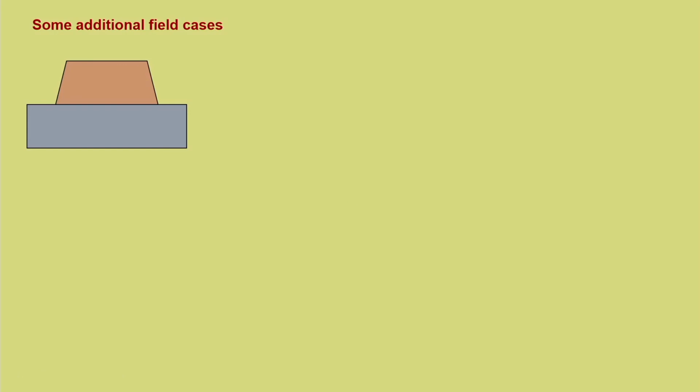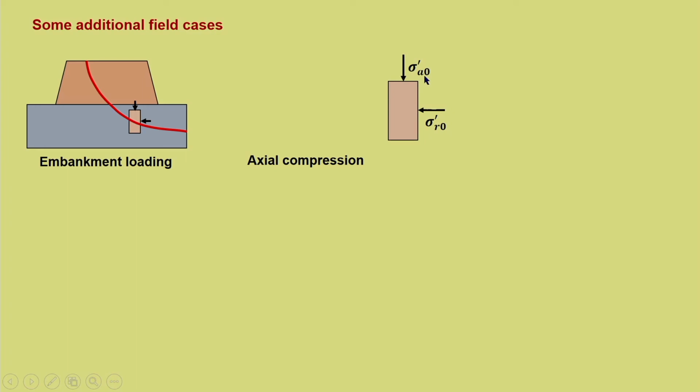This is an embankment load which is acting on the soil, and there is a possibility of slip failure that can take place. It is a typical case of compression. So, it is an axial compression. This is the initial stress sigma A naught dash and sigma R naught dash before the construction of the embankment, and when the embankment is constructed, we have an additional delta sigma in the axial direction. So, this is a case of axial compression, and we have discussed how the total stress path and effective stress path would look like in the case of axial compression.